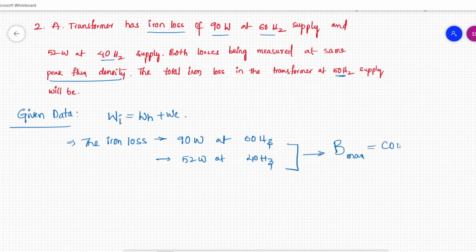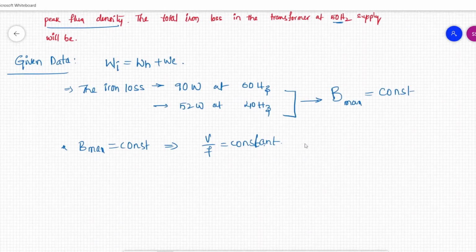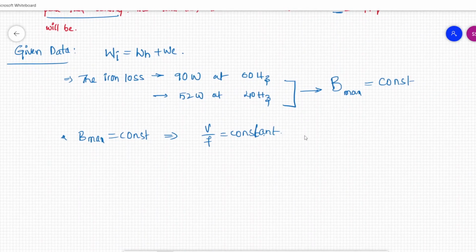Bmax is constant in both cases. That means Bmax is constant, which means the V by F ratio is constant. V by F ratio is maintained constant in both the cases. Okay, so we are going to take the scenario of V by F ratio constant. So iron loss at V by F ratio constant is the sum of hysteresis and eddy current loss, right?